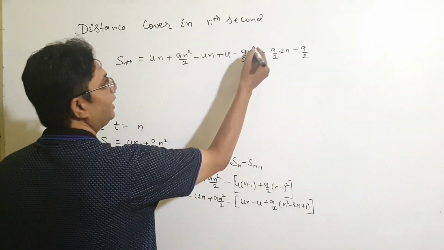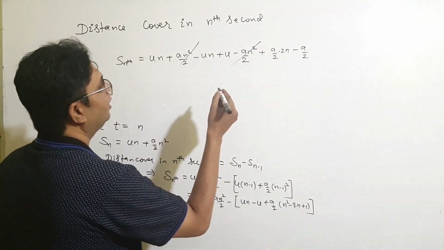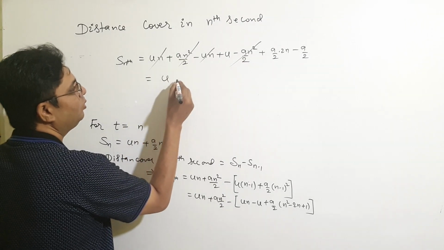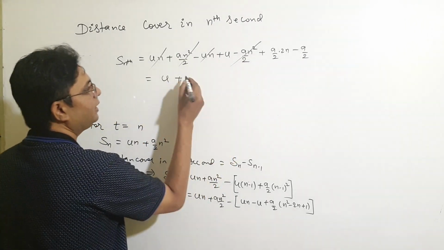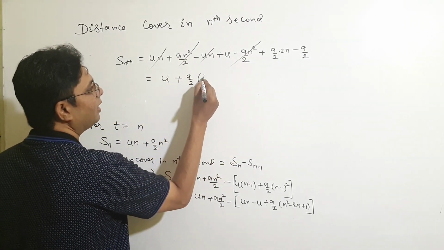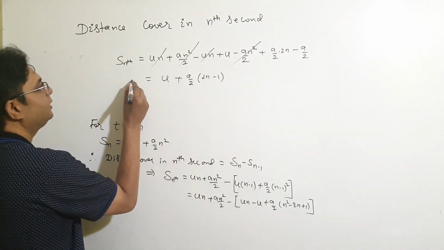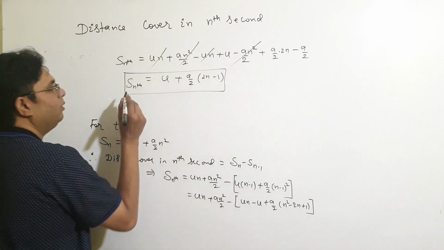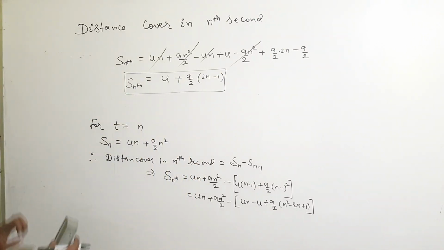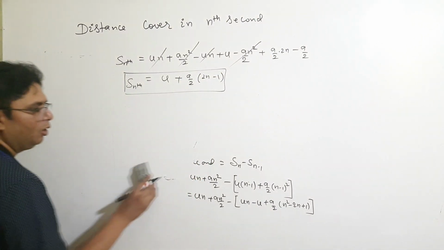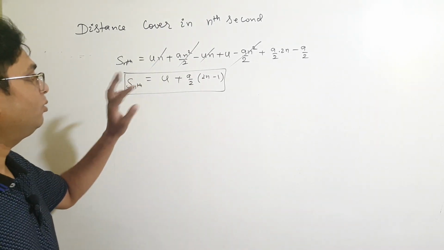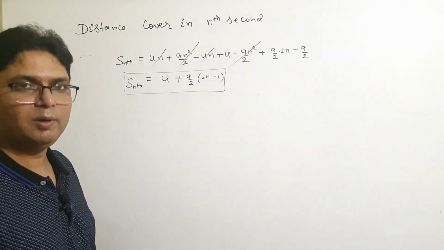Now you are seeing that this quantity will be cancelled out and this will also cancel out. So what you have remaining is u. From these two quantities take out a/2, so you have (2n − 1). This is S nth. You have seen the algebraical method to obtain the value of S nth. So S nth = u + (a/2)(2n − 1).